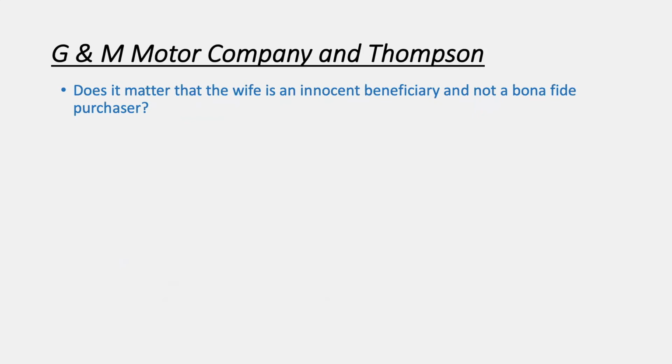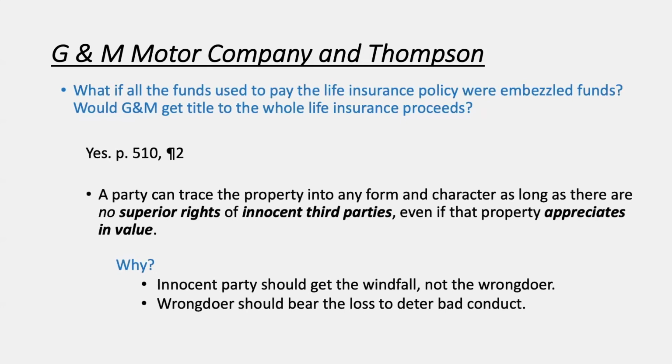And so we have one other issue, right? We have the wife, who's actually an innocent beneficiary. So, does it matter in this case that the wife is an innocent beneficiary and not a bona fide purchaser, right? Because if we remember this slide here, we cannot have any superior rights of innocent third parties, right? So, if there are superior rights of innocent third parties, G&M's out of luck. A constructive trust won't be available, right? Even if it appreciates in value.